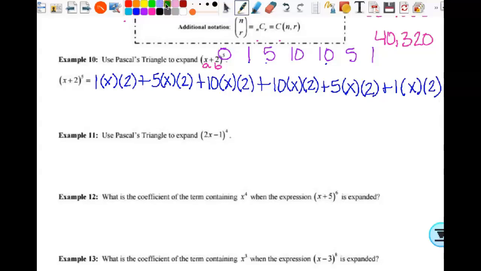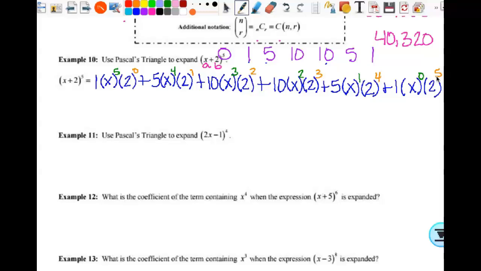So this exponent on the x, this is going to the 5th power, so x has a 5 on it. Then it reduces. 4, 3, 2, 1, 0. Then I need an exponent on the 2. We start with 0, go 1, 2, 3, 4, 5. Okay?